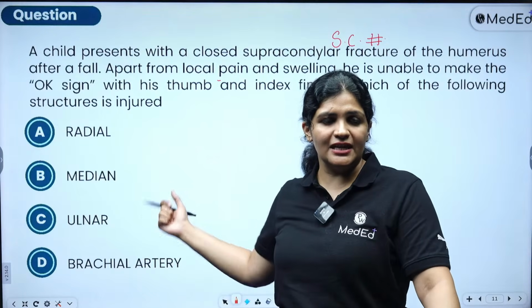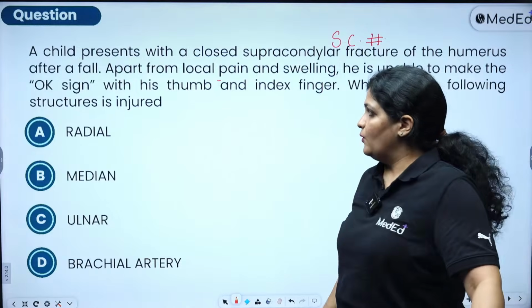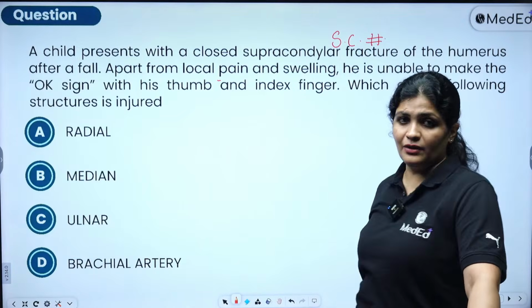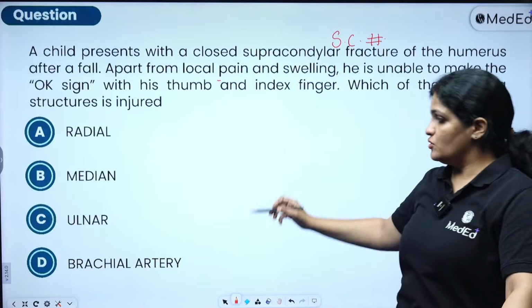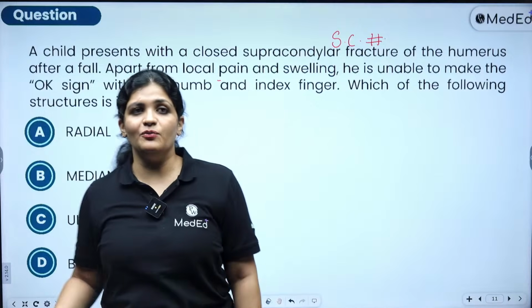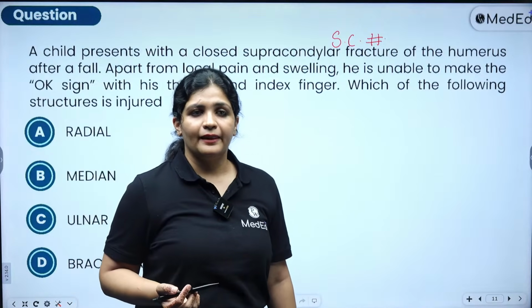So what is the answer? Yes. What is the answer? Is it the radial nerve, median nerve, ulnar nerve or the brachial artery that is associated with the OK sign? So definitely not an artery, because the OK sign is not with the artery. Then what is the nerve which is associated with the OK sign? Yes, yes, quick.